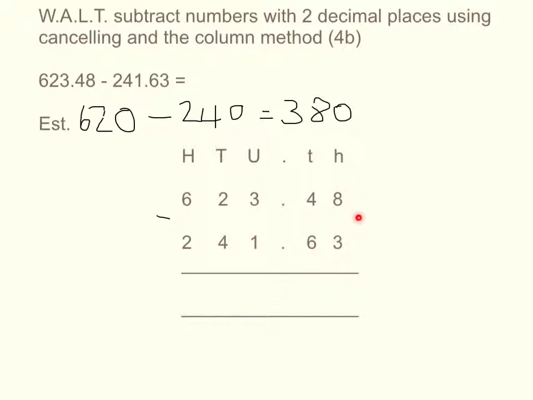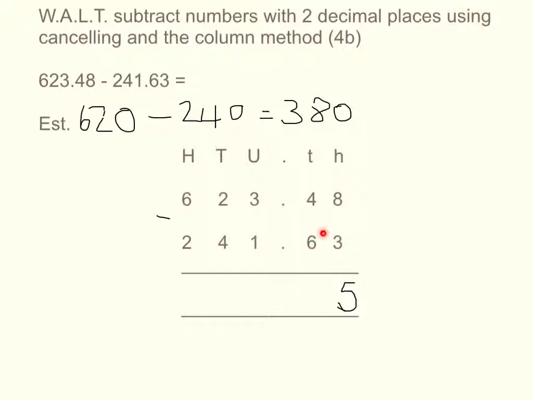So I will have 8 hundredths take away 3 hundredths, and that leaves me with 5 hundredths. I then would have 4 tenths take away 6 tenths. It would be impossible to do this without going into a negative answer.